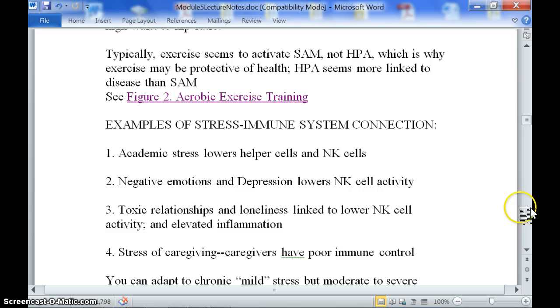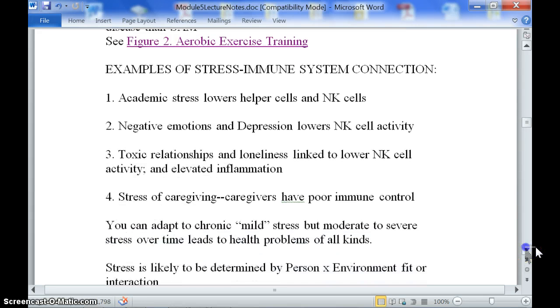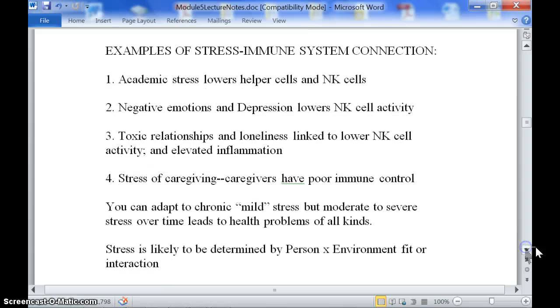Lots of examples of the stress immune system connection. I'm not going to go through all of the examples. You can go find study after study after study. Many of them are in reading, I believe reading number 10. Academic stress seems to lower NK cells, for example, which is why you may get sick around peak times like final exam period. Negative emotions are linked to NK cell, so on and so forth.